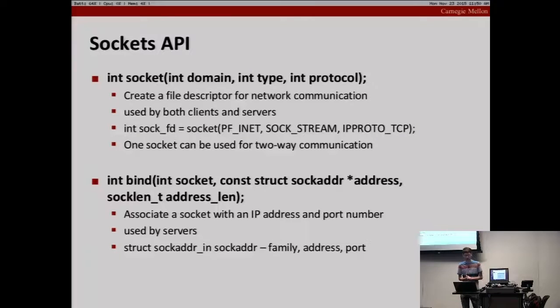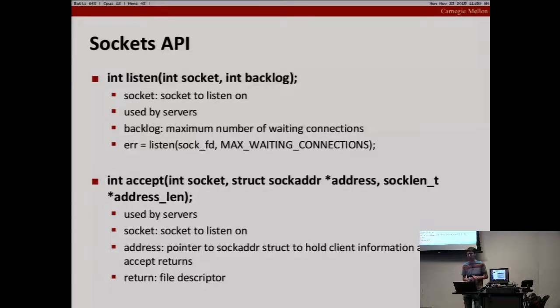We've got bind. Bind is what associates the socket and an IP address and port number with each other. This is what the server uses, so that when people connect on that IP address and port number, it knows which socket it's associated with. We've got listen. This, again, is just used by the servers, and it lets us actually listen on a connection. We have this backlog parameter, which lets you say how many connections you're going to queue up to wait.